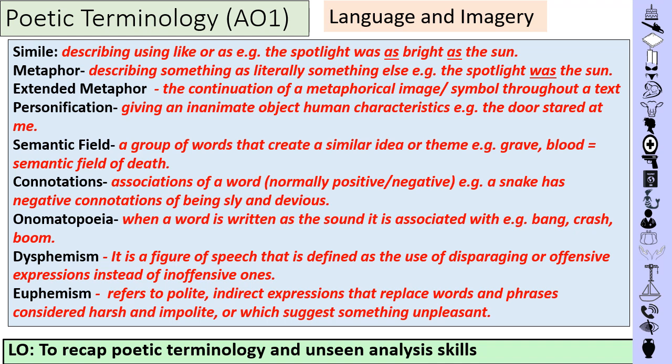Connotations are associations of the word. For example, a snake has negative connotations of being sly and devious. Onomatopoeia is when a word sounds like that sound, for example, bang, crash, boom.